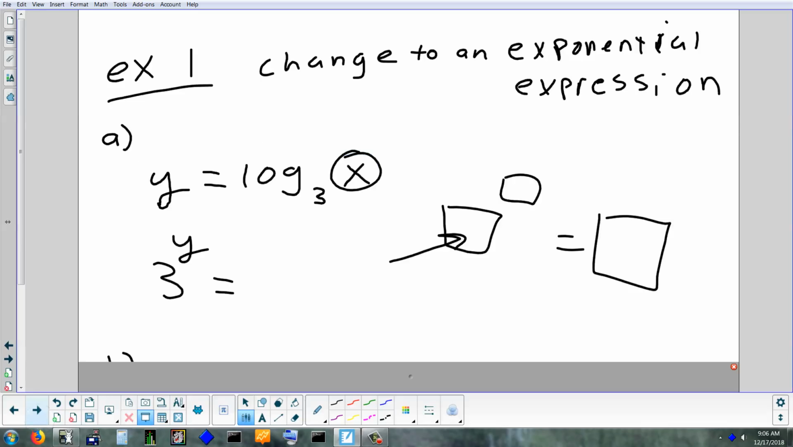This isn't asking us to solve anything. It's just practice changing one to the other. Eventually, we're going to solve. And part of solving is changing it from one thing to the other. So that's why we're practicing it.